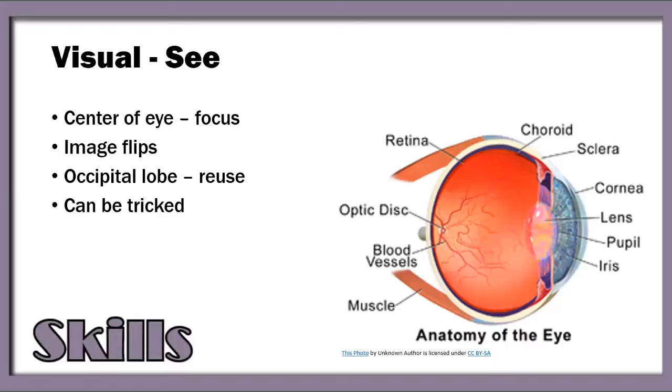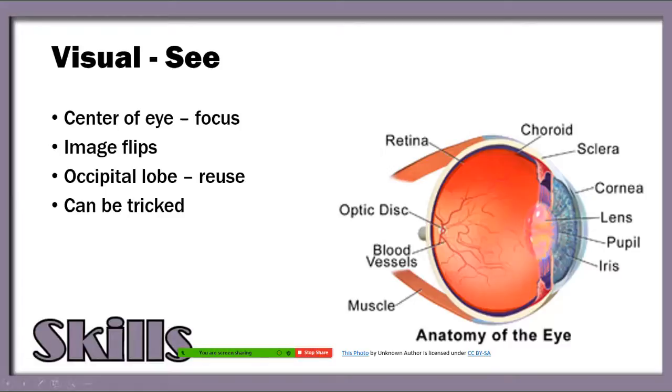Another interesting thing that happens when information comes in is the image will flip inside the inner eye. Inside the eye, it reflects upside down, and then your brain reinterprets it and flips it back the other direction. So that's another interesting one that happens.